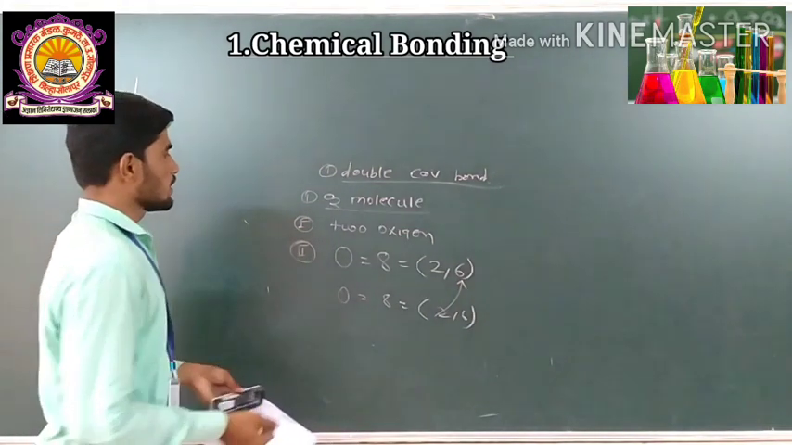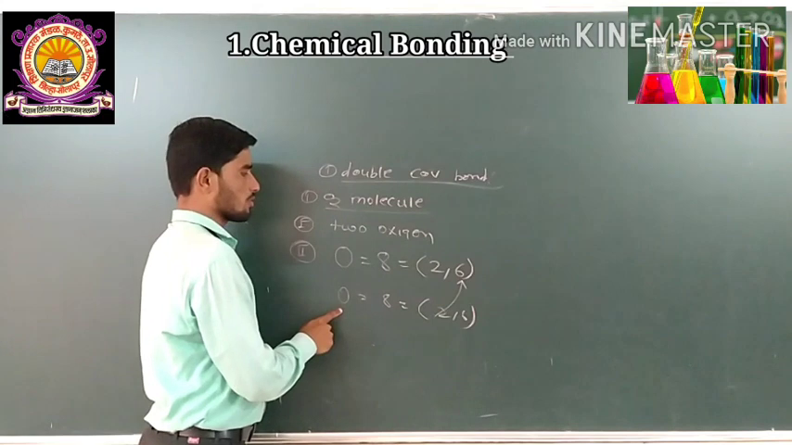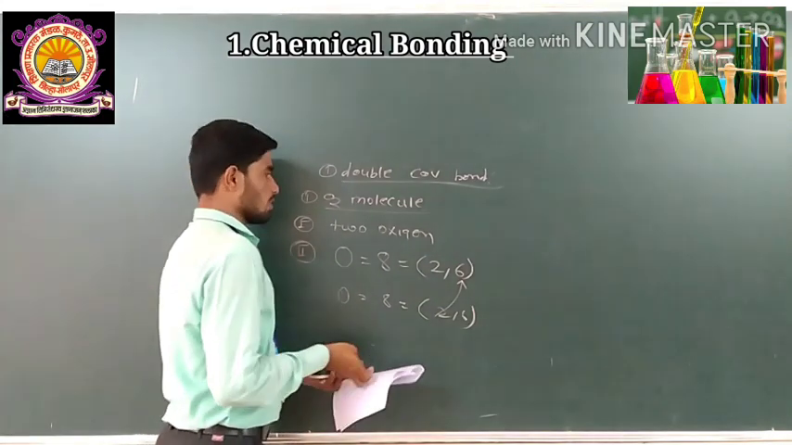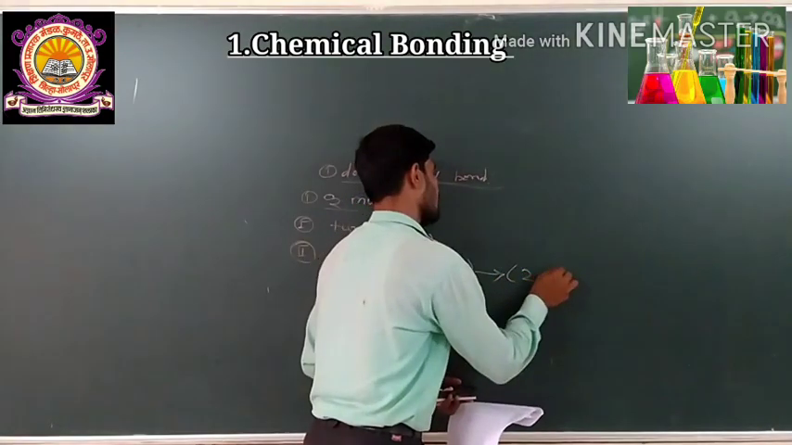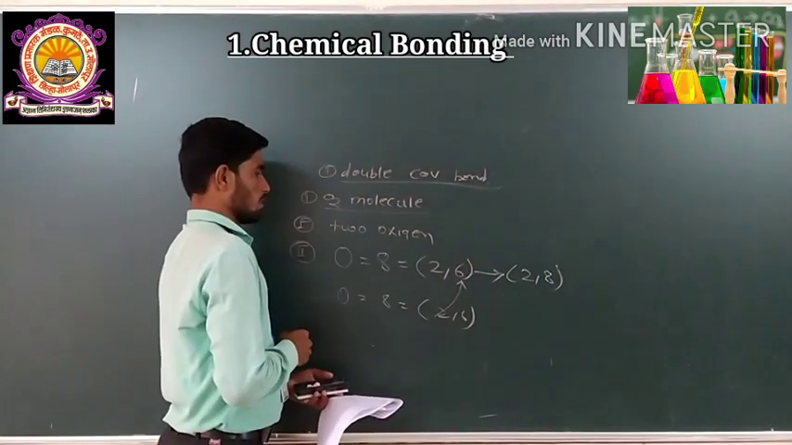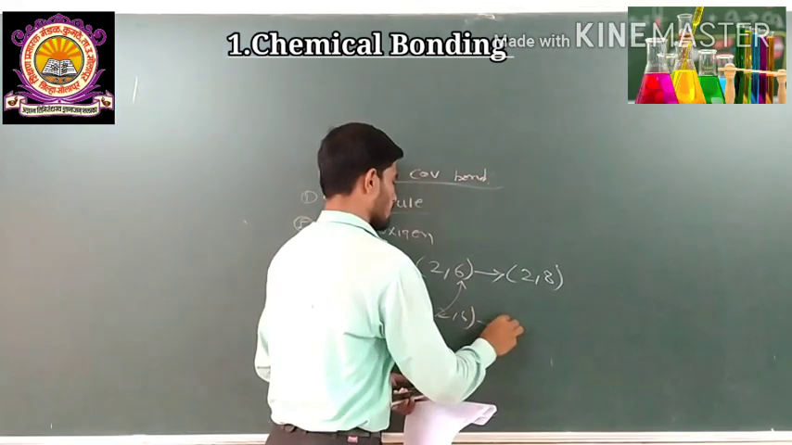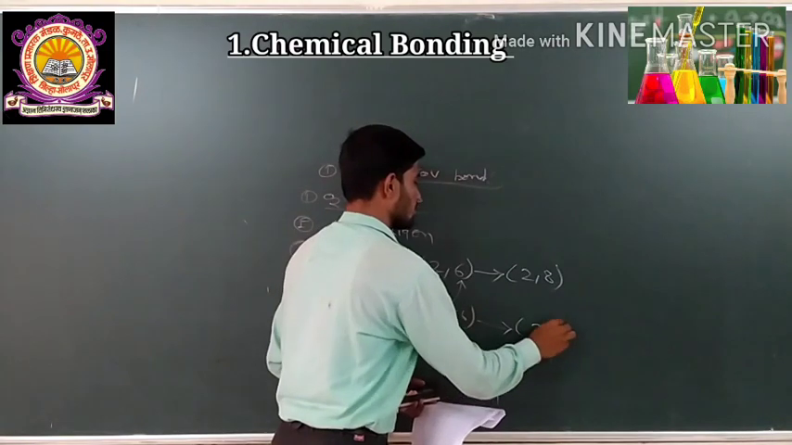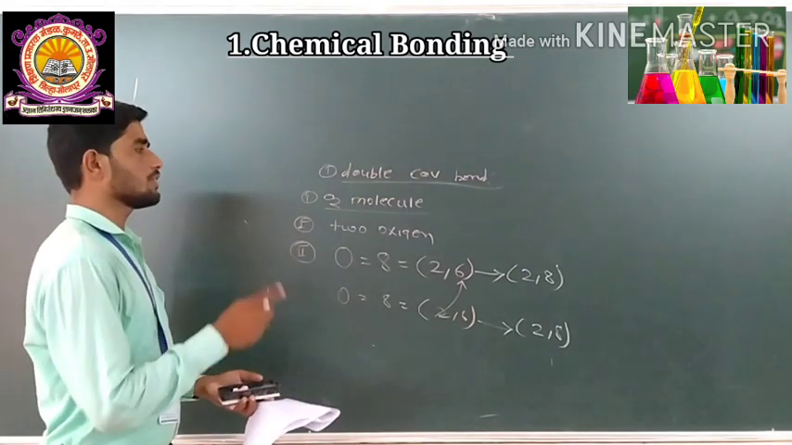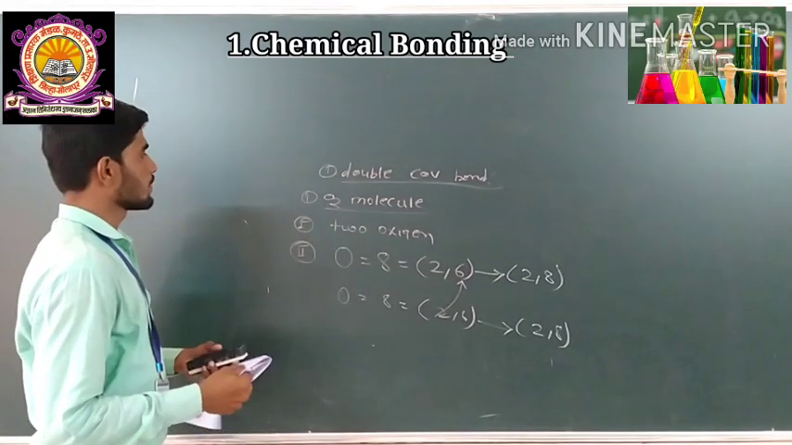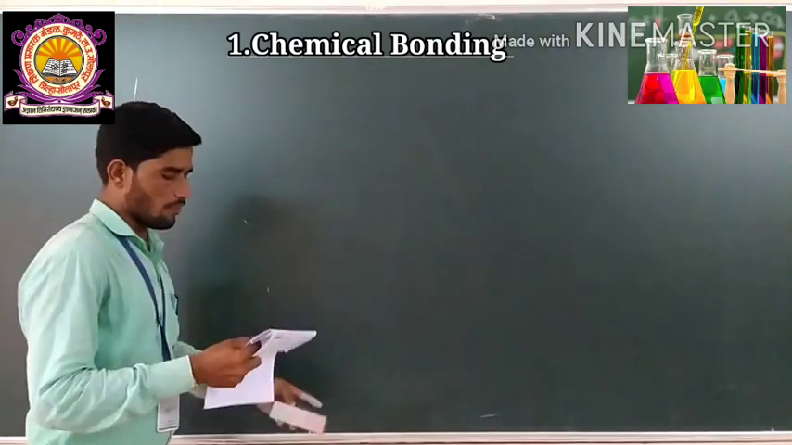Now what happens? This single oxygen will take 2 electrons from the other oxygen atom and complete its octet, and its electron configuration will change to 2 and 8. In the second case, the other oxygen atom loses its 2 electrons and the second oxygen gains 2 electrons to form the electronic configuration 2 and 8, and finally its octet will be completed. We will represent this in the form of a diagram, and then we will understand it well.